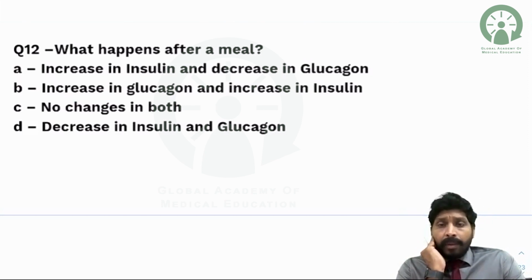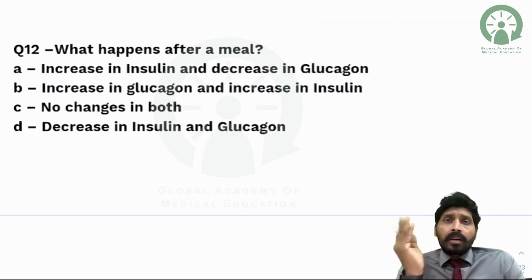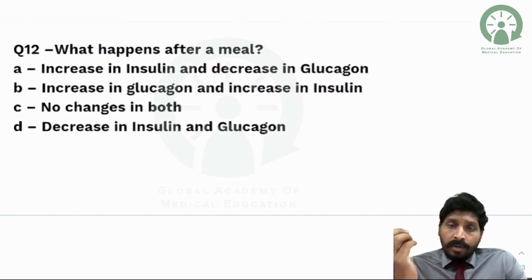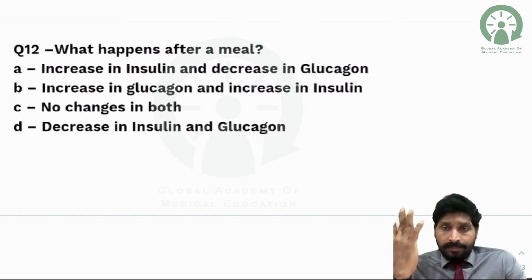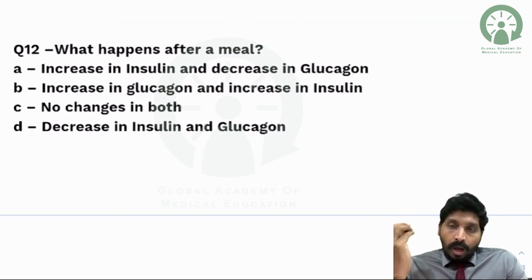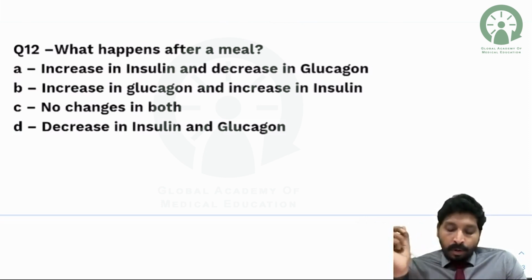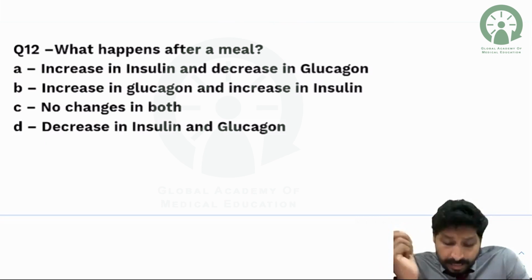So what happens after a meal when you consume a diet? The food is supposed to be digested and absorbed, and it should appear in the blood, right? After the meal, the options are: increase in insulin and decrease in glucagon, increase in glucagon and increase in insulin, no changes in both, or decrease in insulin and glucagon.